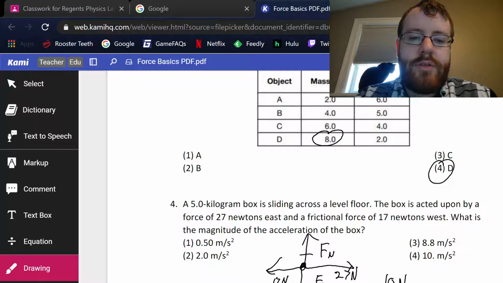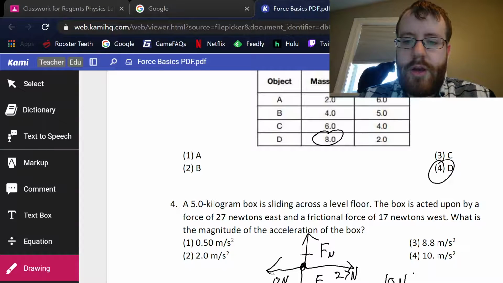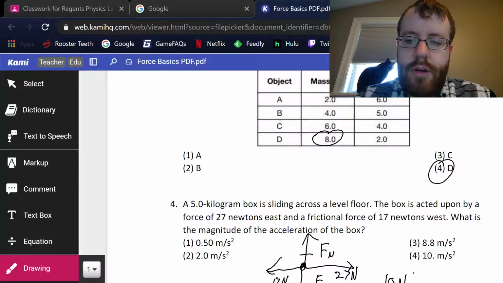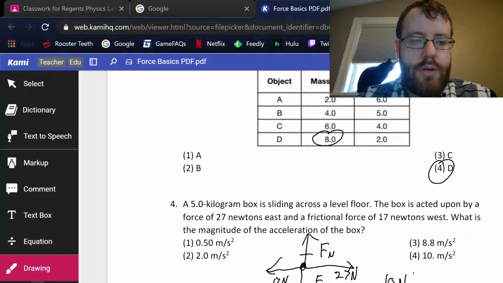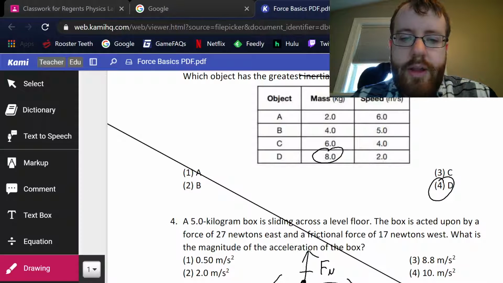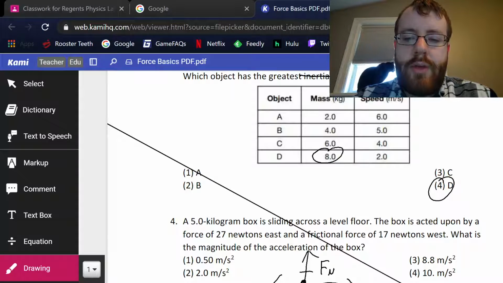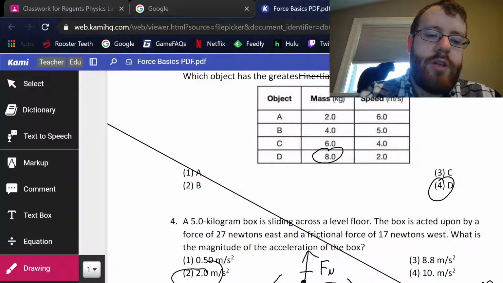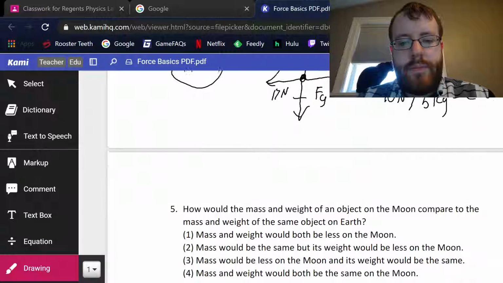And then all you have to do to find the acceleration is to divide it. Apparently it doesn't want me to draw anymore. I don't know what happened. Divided by our 5 kilograms. And when we do that, we get, of course, 2 meters per second squared, which is our answer over there.